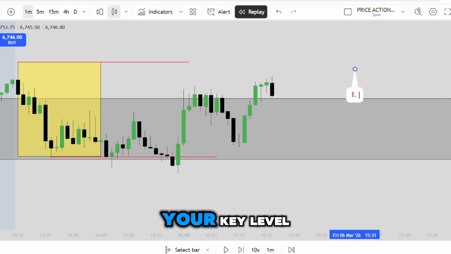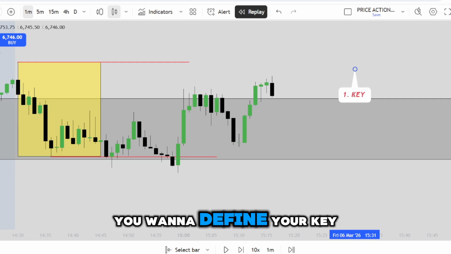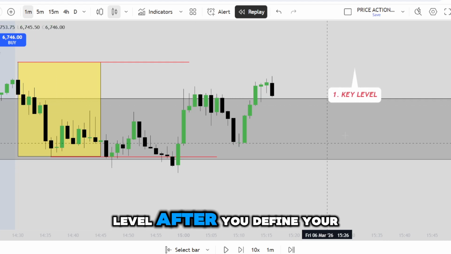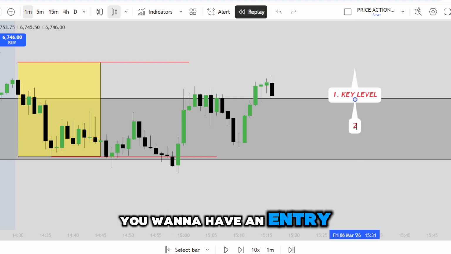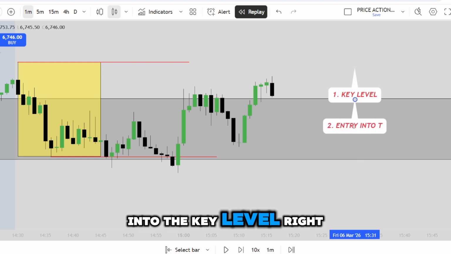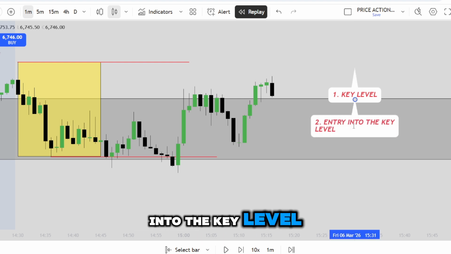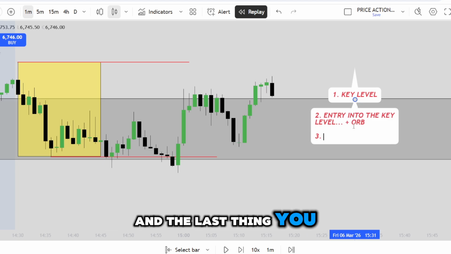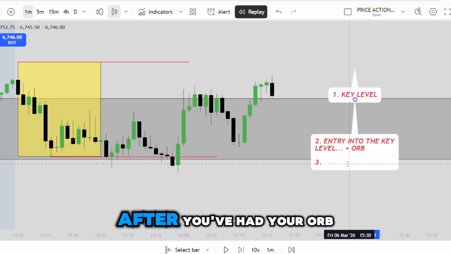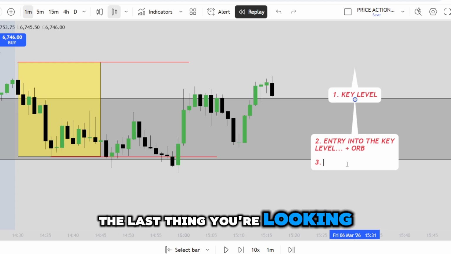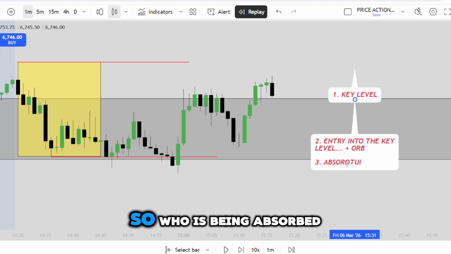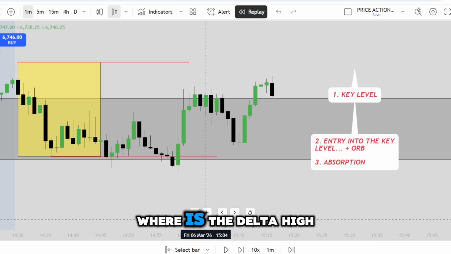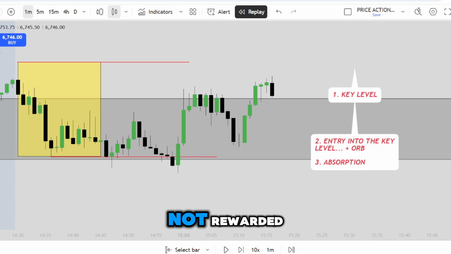First, you want to define your key level. After you define your key level, you want to have an entry into the key level, and this is where you start marking up your ORB. The last thing you look for, after you've had your entry into the key level and your ORB, is an absorption. Who is being absorbed? In other words, where is a delta high, and where was that delta not rewarded?